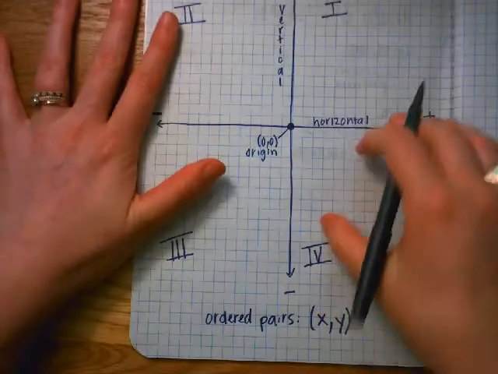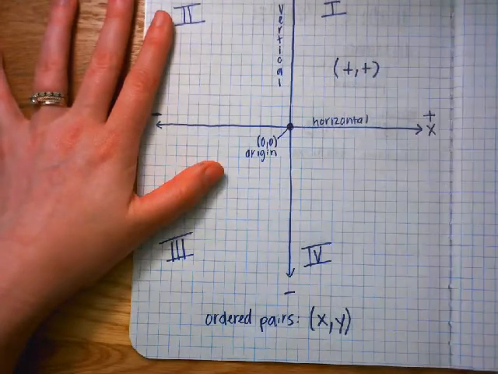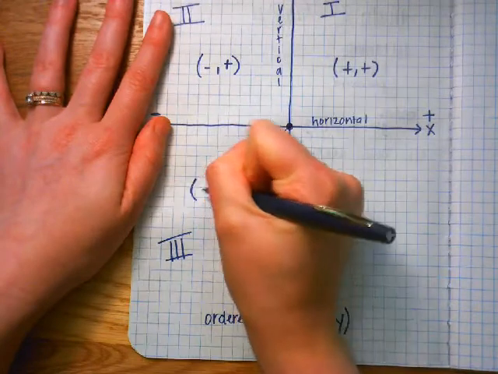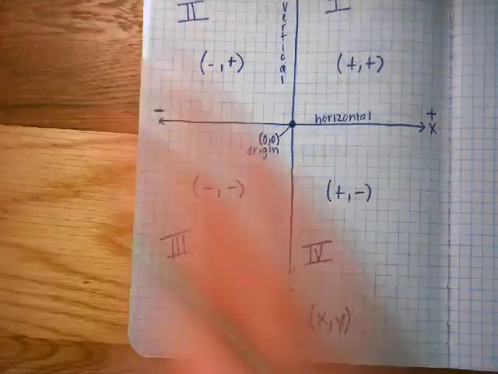All right, and then last thing, in our first quadrant, all of our points are positive, positive. And then we have negative, positive, negative, negative, and positive, negative.